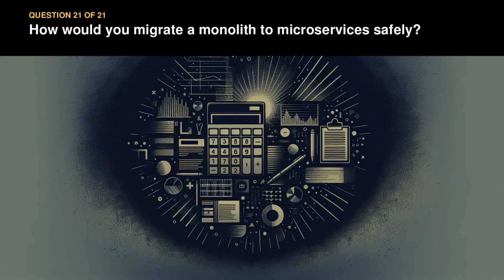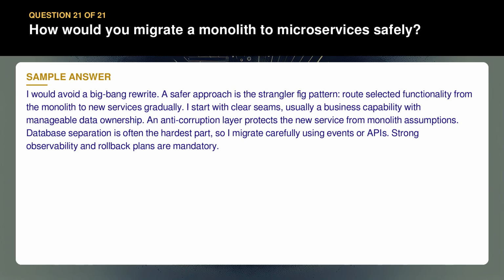Question 21. How would you migrate a monolith to microservices safely? I would avoid a big bang rewrite. A safer approach is the strangler fig pattern. Route selected functionality from the monolith to new services gradually. I start with clear seams, usually a business capability with manageable data ownership. An anti-corruption layer protects the new service from monolith assumptions. Database separation is often the hardest part, so I migrate carefully using events or APIs. Strong observability and rollback plans are mandatory.